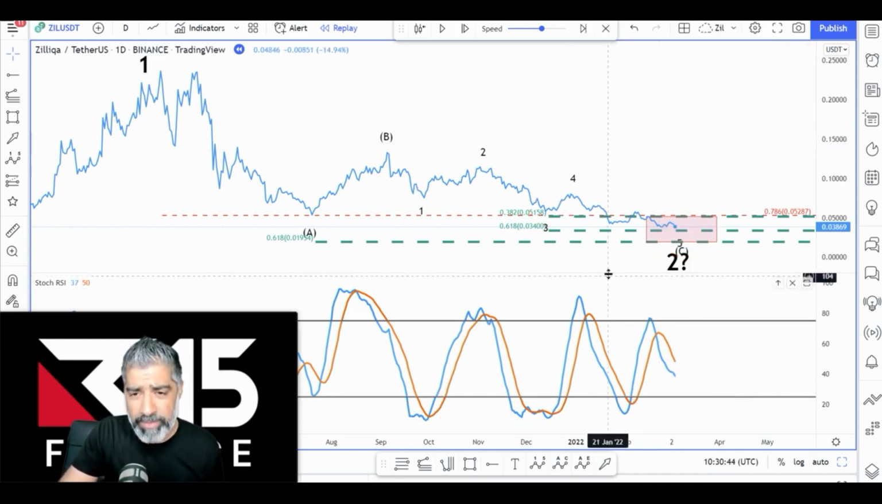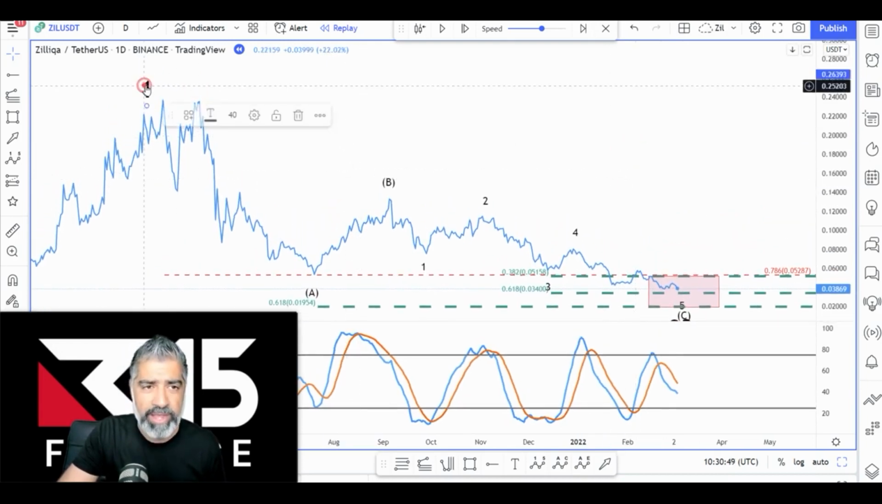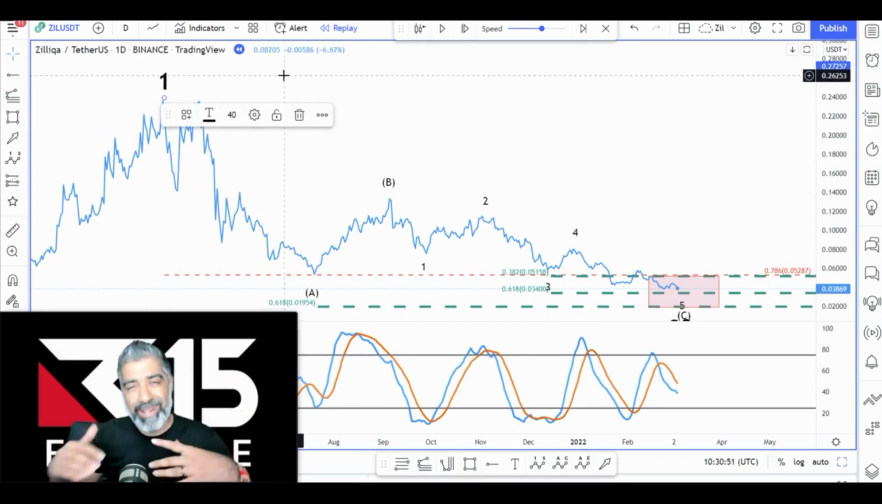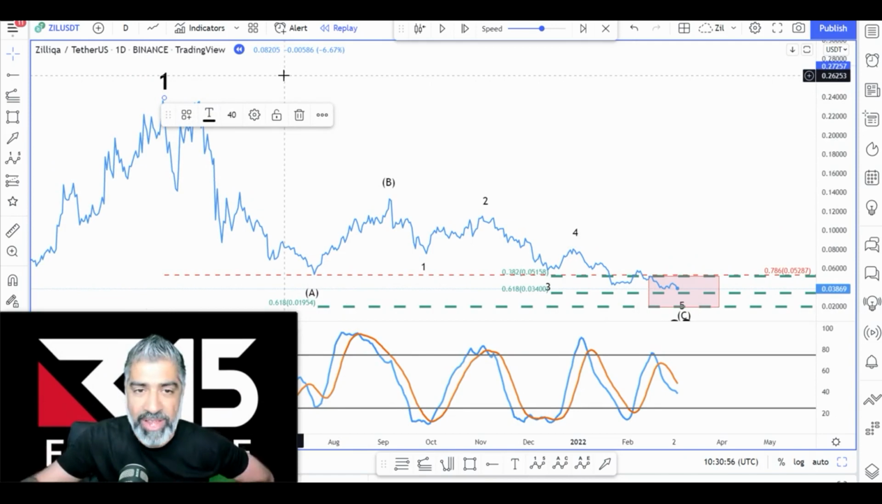So what we're going to do now is unfold the data. We know Zilliqa's already taken off. And then in part 4, we're going to look at what's likely to occur in the future based on Elliott wave and Fibonacci projections that we're going to use.